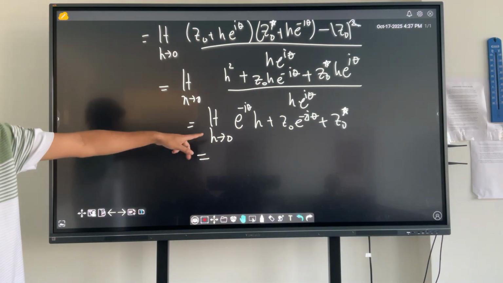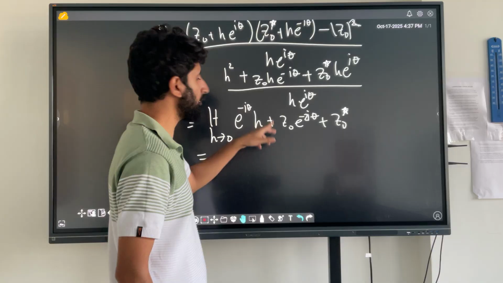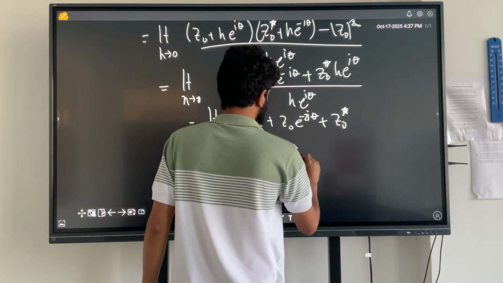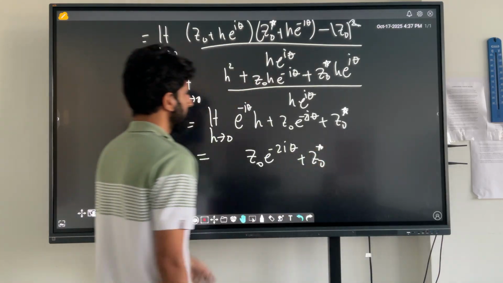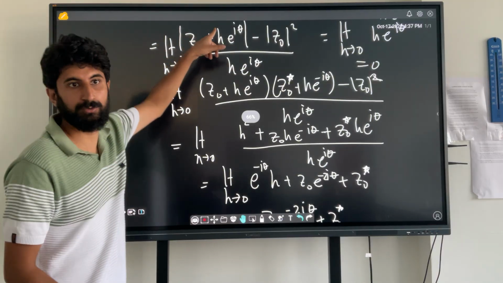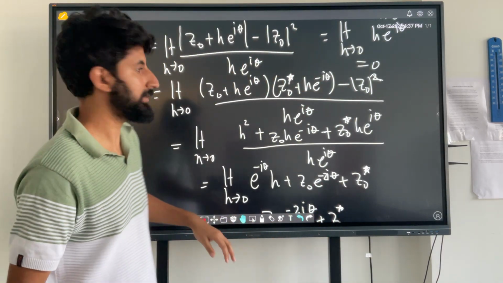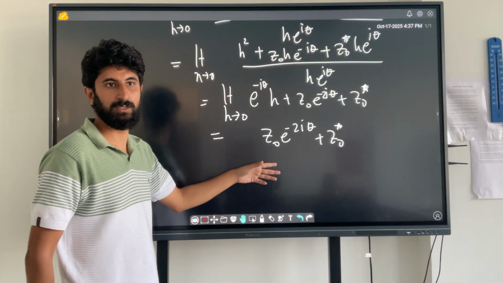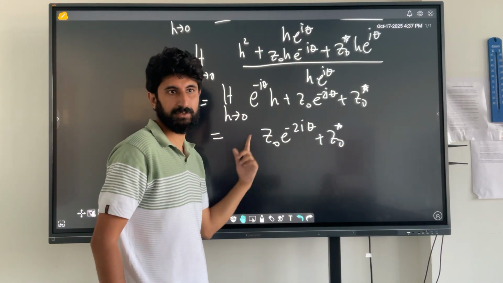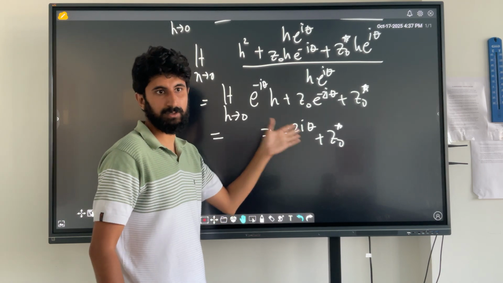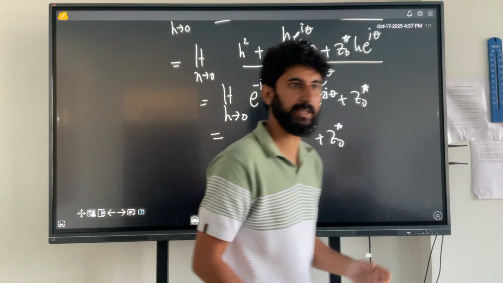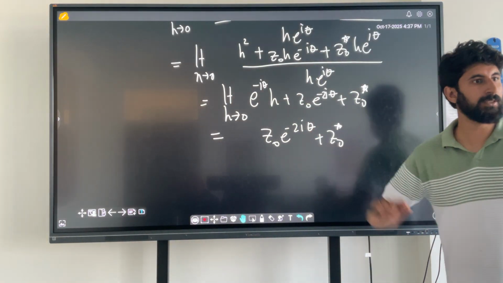What do I get now? If I put h to 0, I get z naught e^{-2i theta} plus z naught star. Right? This is that limit for complex differentiability at some point z naught. When is it independent of theta? Only at z naught equal to 0, because then this will vanish and you will get 0. But otherwise, at any other point, no matter how close you are to z naught, this depends on theta.